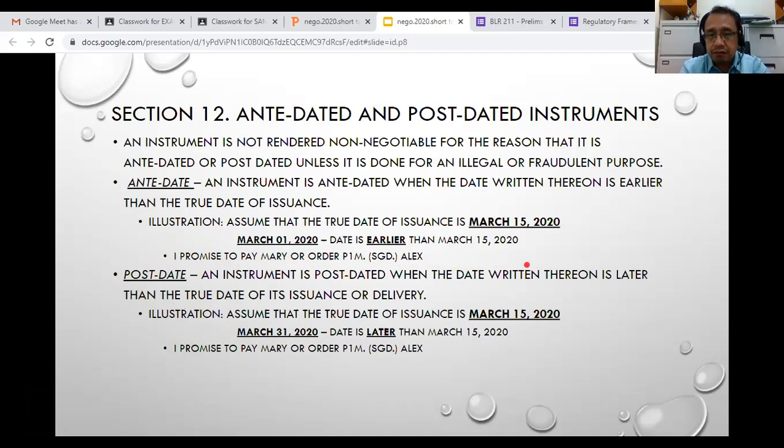But how about if instead of placing October 1, 2020 as the true date of the instrument, I instead placed September 1, 2020? What did I do?